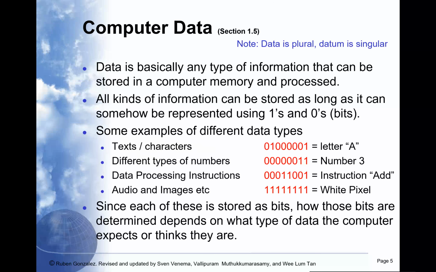So looking at computer data. Data is basically any type of information that can be stored in computer memory and processed in some way. All kinds of information can be stored as long as you can somehow represent it as a series of zeros and ones. And it turns out that actually we can represent anything as a series of zeros and ones. If you want to represent numbers, you can do that with a series of zeros and ones. We'll see that particularly in this lecture.